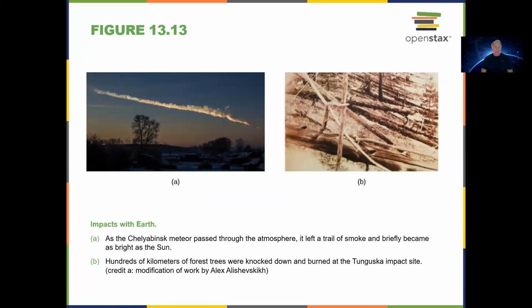We also see comets impact with Earth. So as the Chelyabinsk meteor passed through the atmosphere, it left a trail of smoke and briefly became as bright as the sun. And hundreds of kilometers of forest trees were knocked down and burned in the Tunguska impact site where it came down.